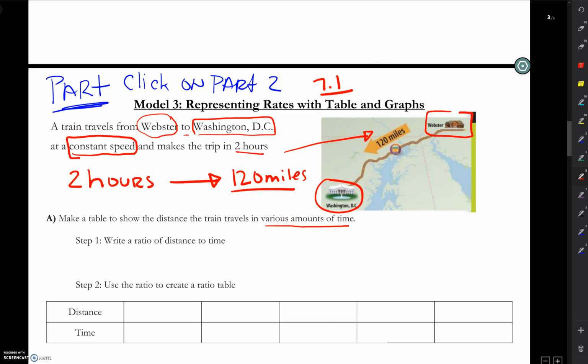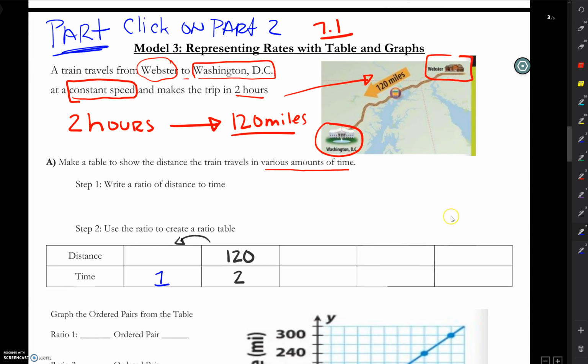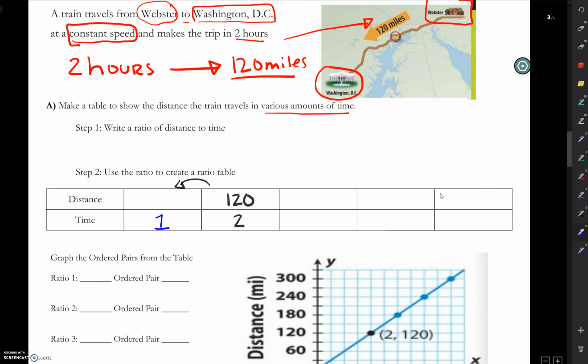So we know that the train travels 120 miles. I'm going to start here because I want to find the unit rate. And it takes them 2 hours. How far will a train travel in 1 hour? So in 1 hour, the train is going to travel. So if I was to do a ratio, it's 120 over 2. This is miles. This is hours.